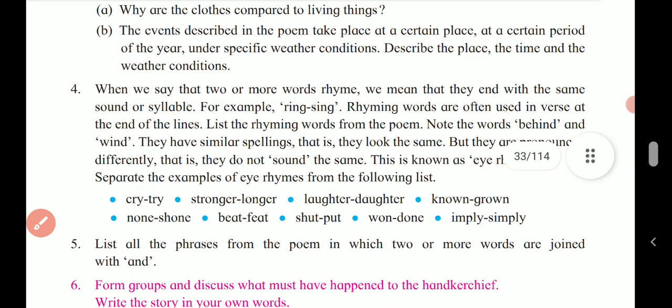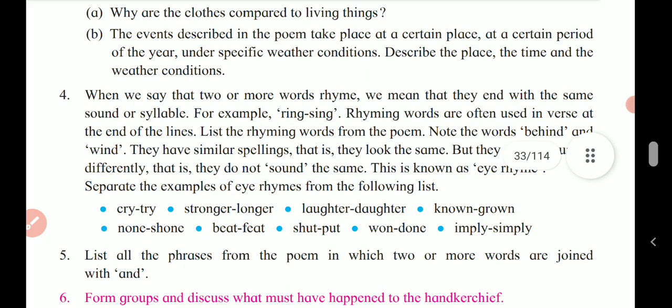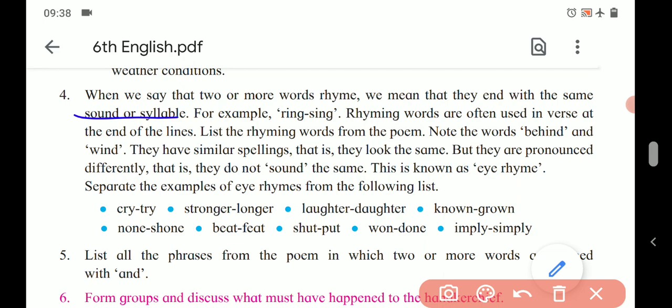Next, fourth one. When we say that two or more words rhyme, we mean that they end with the same sound or syllable, rhyming words, right? For example, ring, sing, ending with the same syllable or sound. Rhyming words are often used in verse at the end of the lines, right? List the rhyming words from the poem. First activity, you have to make a list of rhyming words from this poem.